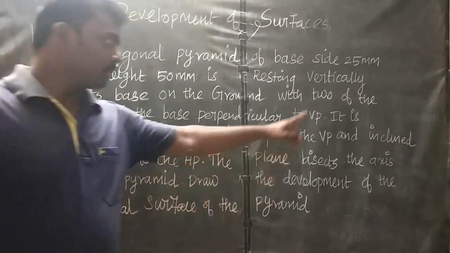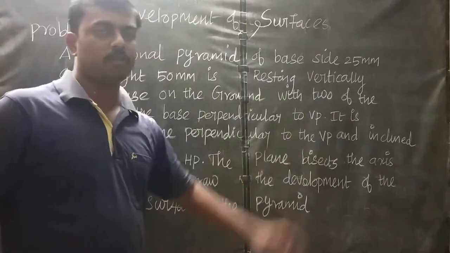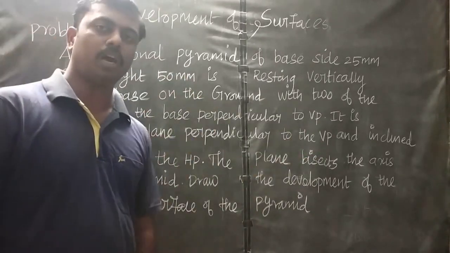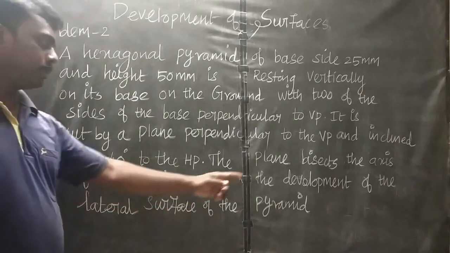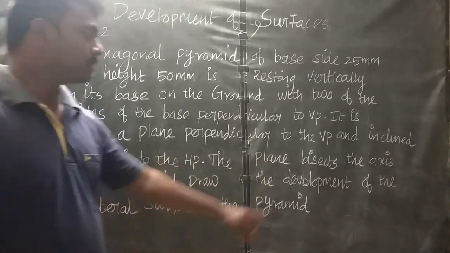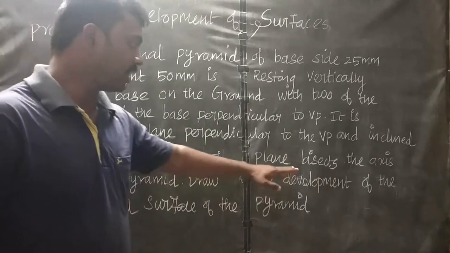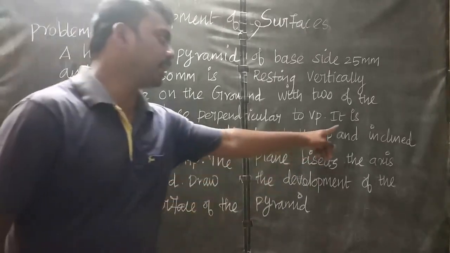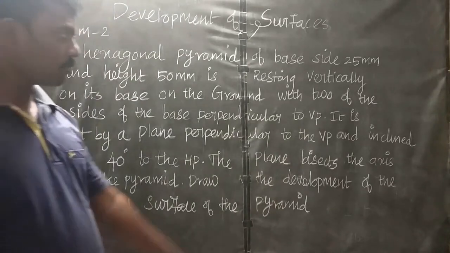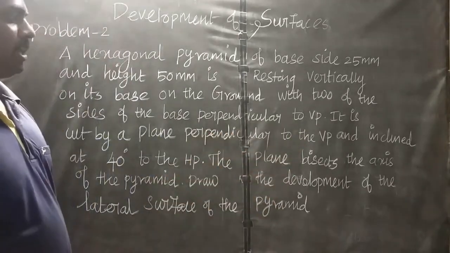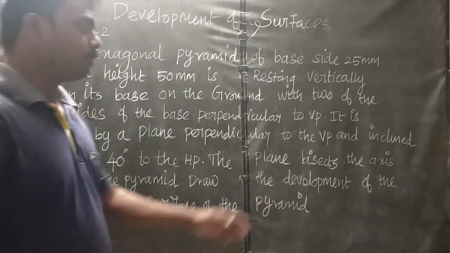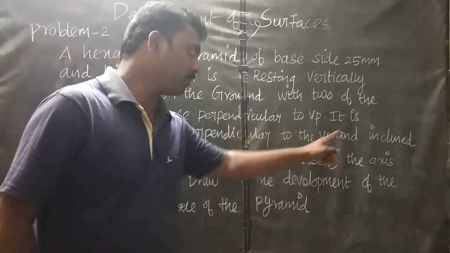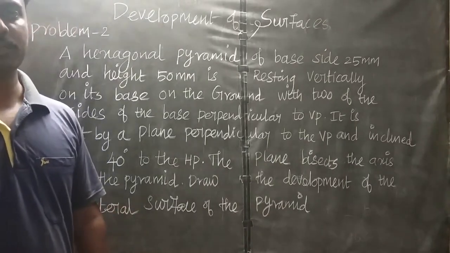Then this solid is cut by a cutting plane which is perpendicular to VP and inclined to HP at 40 degrees. Then the cutting plane bisects the axis. This statement tells about the location of the cutting plane. The statement that it is perpendicular to VP and inclined to HP at 40 degrees tells about the orientation of the cutting plane.